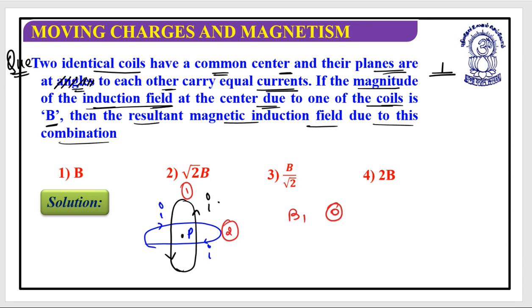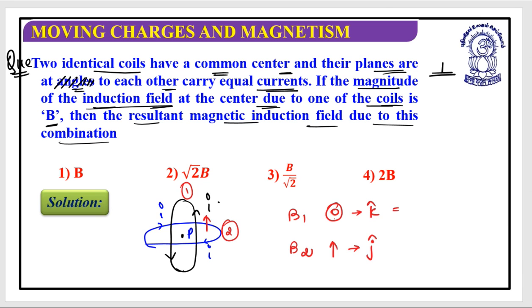And if you understand that the second ring has been placed in another plane, then B2 is something like this. So B2 is in this direction. B1 is plus K cap, B2 is plus J cap. I hope this is clear.